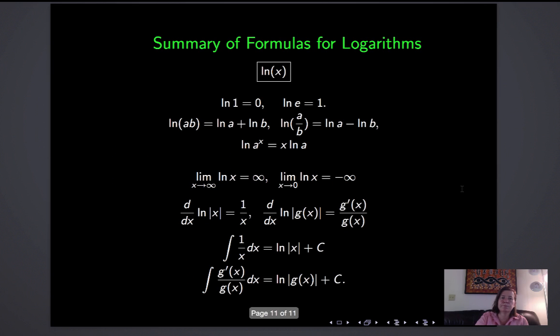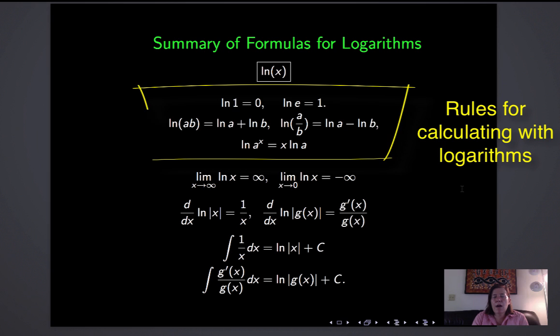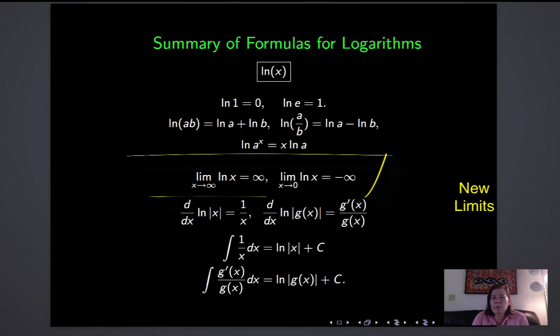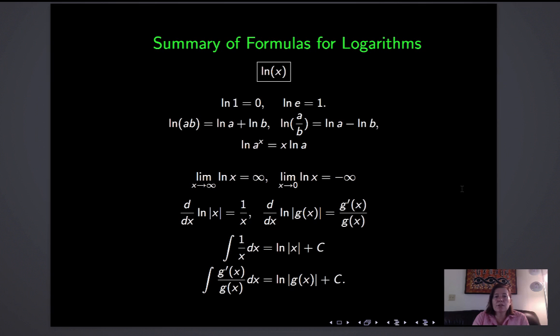Here I've written a summary of what we've learned in this section. We've created this new function y equals the natural log of x. We've explored its graph. We've derived some rules for calculating with this new function, the algebra of logarithms. We have some new limits. The limit as x goes to infinity of the natural log of x is infinity, and the limit as x goes to 0 of the natural log of x is minus infinity.